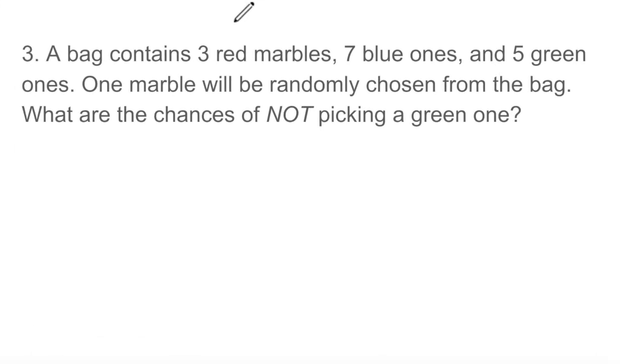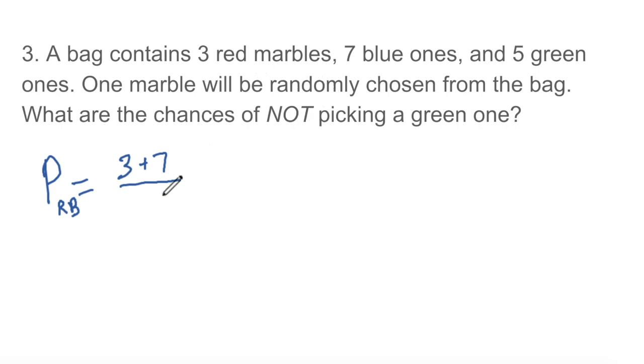Number 3, a bag contains 3 red marbles, 7 blue ones, and 5 green ones. 1 marble will be picked randomly from the bag. What are the chances of not picking a green one? Well, let's see, the probability of red or blue, right? Red or blue is equal to the number of winning outcomes, which is 3 red marbles and 7 blue ones, so 3 plus 7. That's the number of winning outcomes. There are 10 possible winning outcomes.